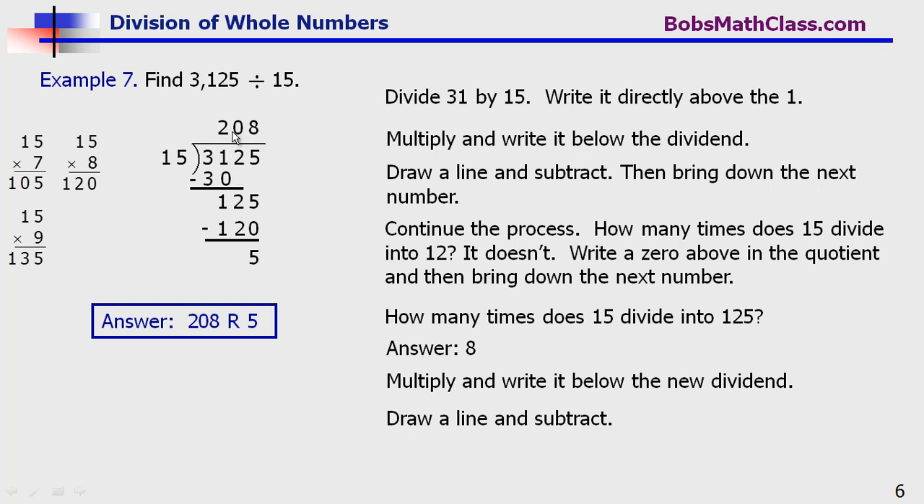Okay, again, this 0, we put a 0 there because we subtracted and brought down a number, and then our divisor still didn't go into that number. So after you bring down a number, if your divisor still doesn't divide evenly into it, you have to put a 0 there, and then you can bring down a second number.